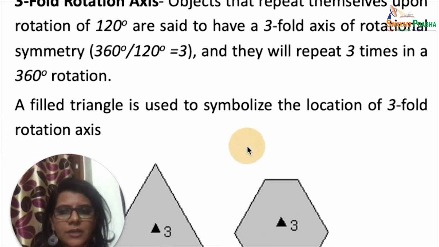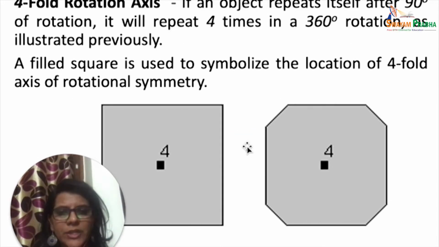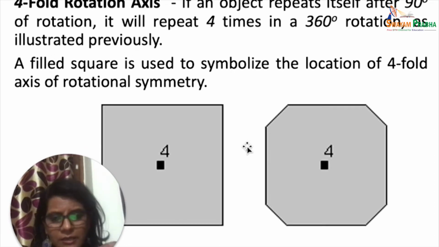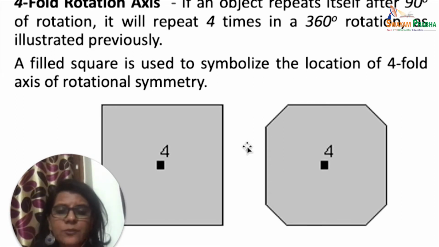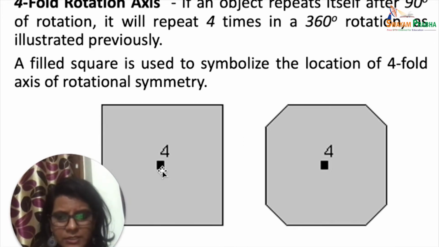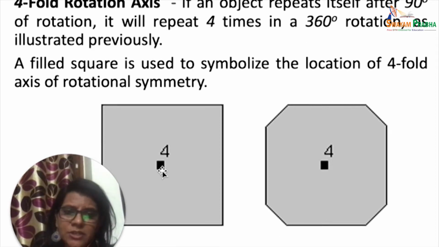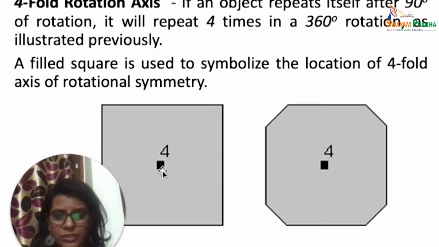Now, let's take a look at the fourfold rotation axis. A fourfold rotational axis of symmetry is a symmetry element in which, if you imagine an imaginary line passing through the center of the crystal, then you get the same identical structure after every 90-degree rotation, or 4 times in a 360-degree rotation.